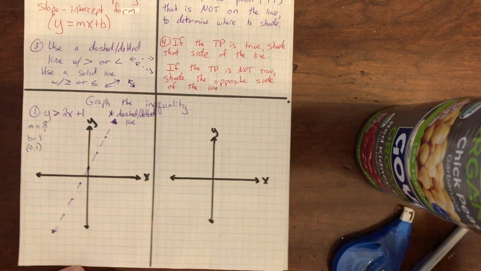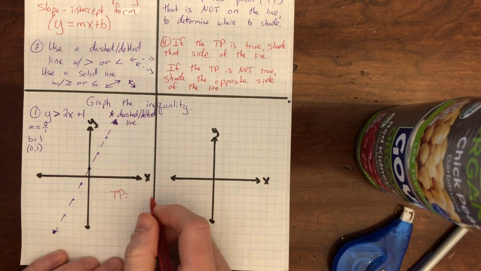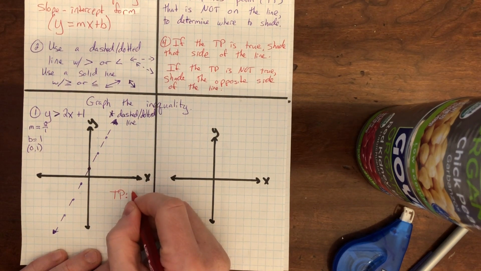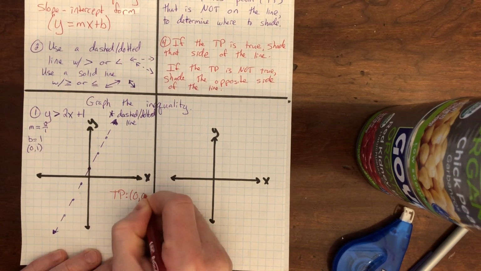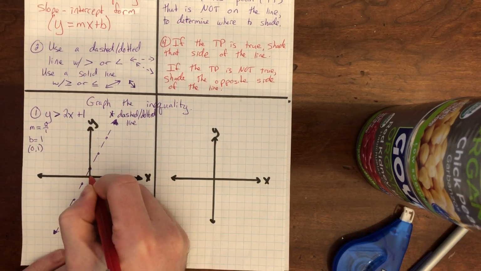Now what we're going to do is pick a test point. I always like to, if I can, pick a test point that is 0, 0. So my test point is the origin here.